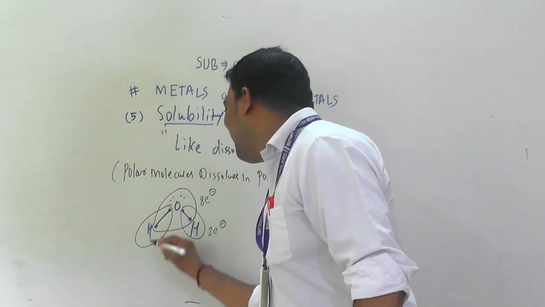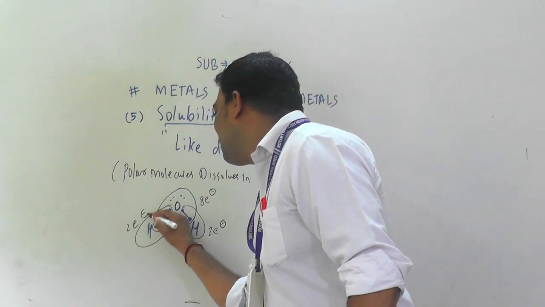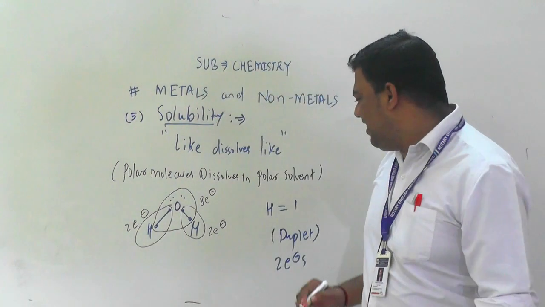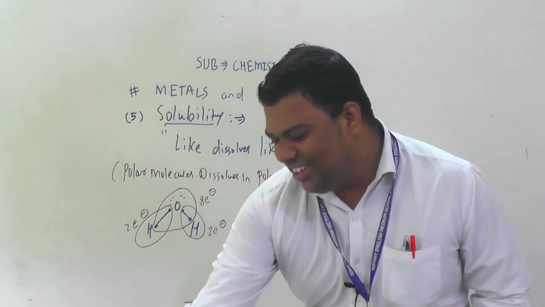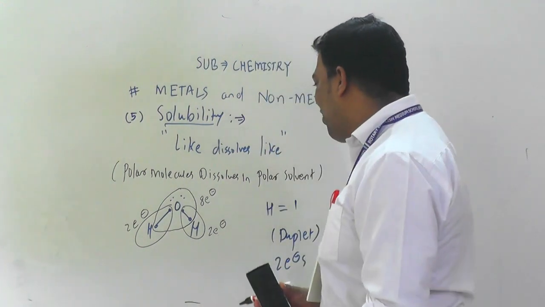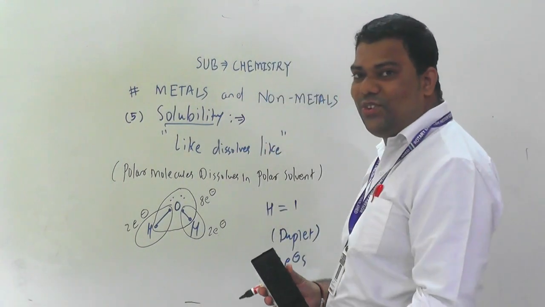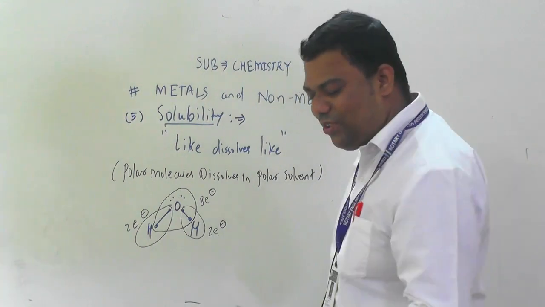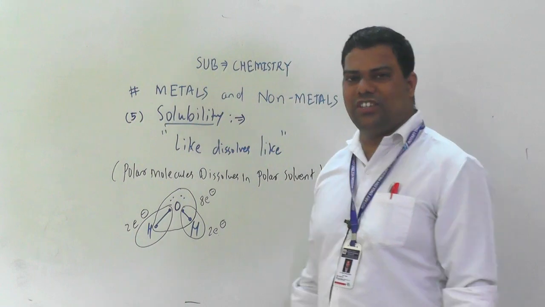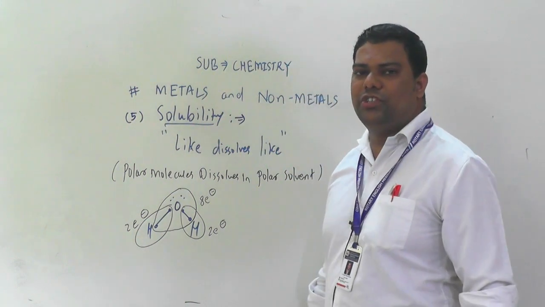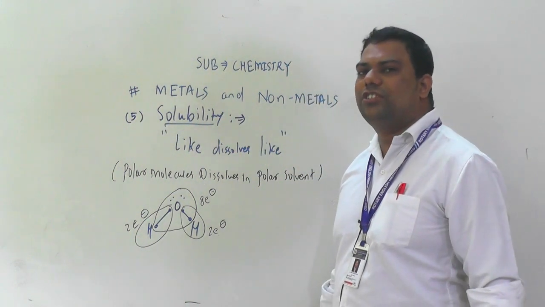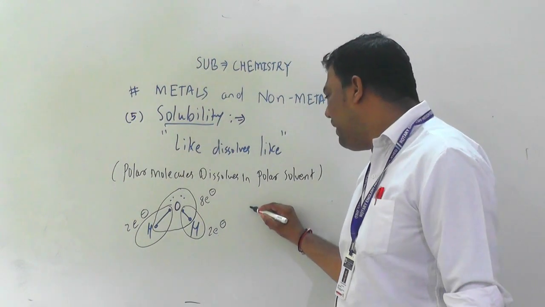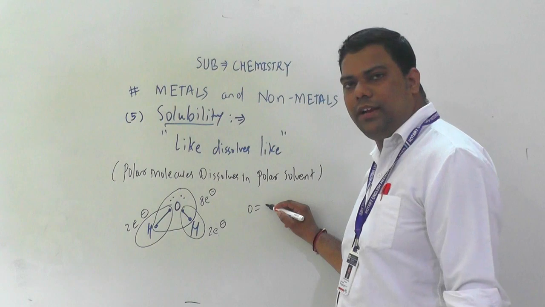Duplet completed. So your water structure is correct. Understood? Here, one thing you got: how your oxygen is completing its octet. So what is it, beta? Lewis octet rule. Okay, Lewis octet rule means whatever structure you have to draw, you draw on the basis of Lewis structures.